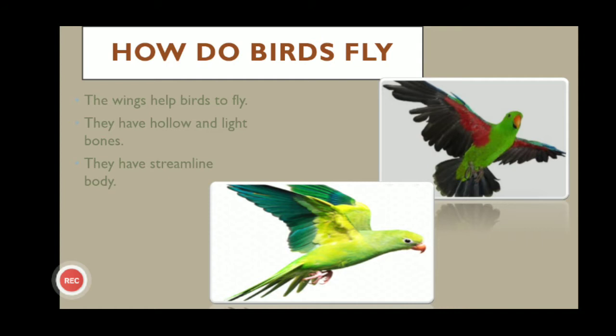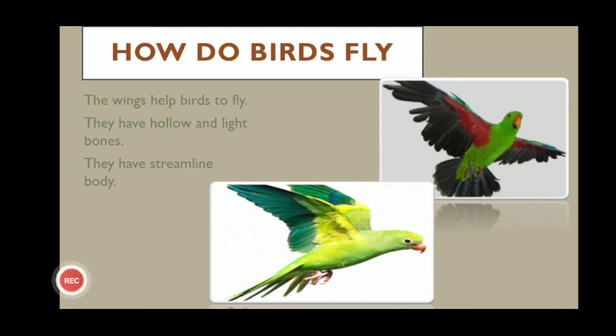And they have hollow and light bones. As you have seen a football, it is also hollow from inside, so you can fill air into football, है ना. फुटबॉल कैसा होता है? हॉलो होता है ना, अंदर से खोखला होता है. ऐसे ही बर्ड्स के बोन होते हैं, वो अंदर से खोखले होते हैं जिससे उनकी बॉडी बहुत हल्की होती है और वो आसानी से उड़ सकते हैं.